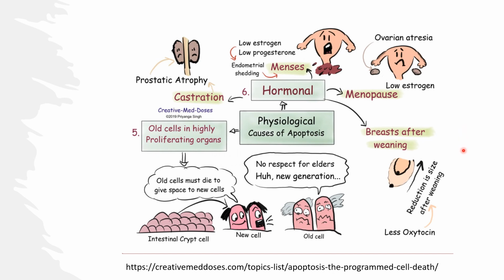During lactation, there will be less oxytocin during weaning. So there will be a reduction in the breast size, and that usually occurs via apoptosis. There are also certain procedures which we all know, called castration, which will lead to atrophy, or reduction of the prostate size, which also occurs via apoptosis.